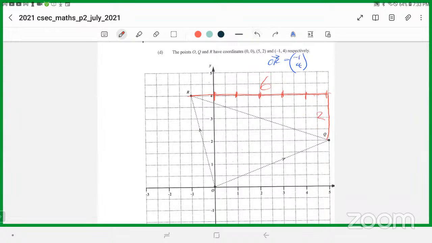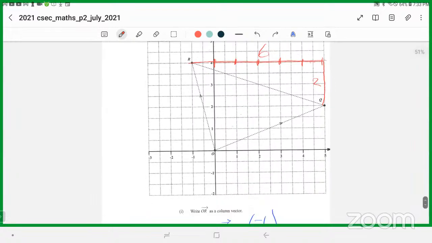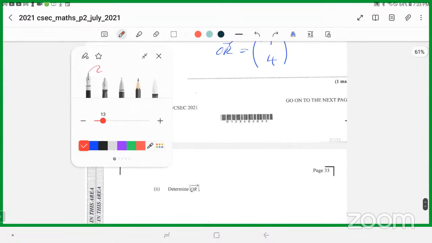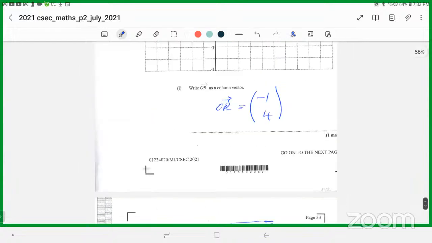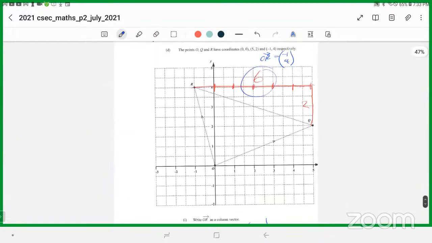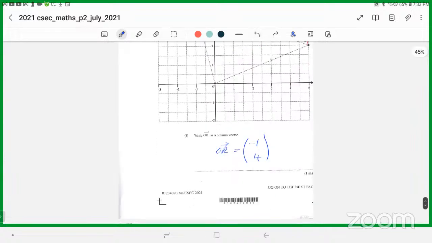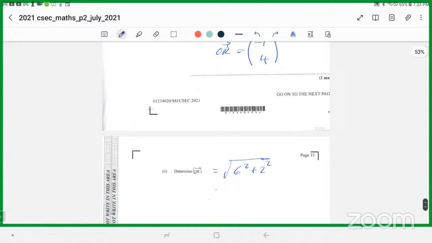Just like that, you can get it quickly. So the modulus of this will be equal to the square root of 6 squared plus 2 squared. And I would leave those markings on my diagram. I'm not going to take them off. Whatever that works out to will be the answer. This is 36 plus 4. That's 40. Square root of 40 units.